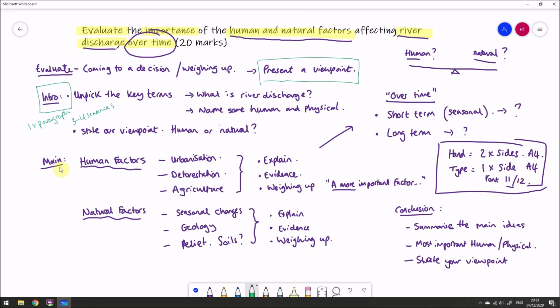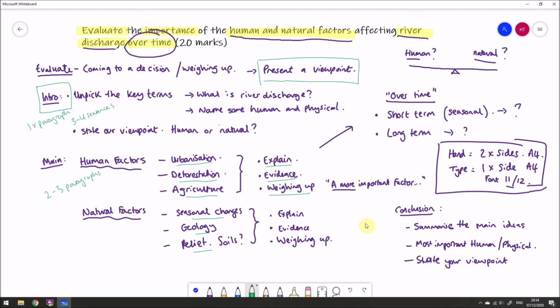Then on to the main body of your essay. This should be at least 2 to 3 paragraphs. Okay, the split of that might depend a little bit on whether you are arguing more for human factors or more for natural factors, but make sure you show an awareness of these. Remember that within each of your points about these factors, and you don't have to mention all of these, but within these points, make sure you are explaining, you're giving evidence, and you're weighing up as you go along. Remember that way of saying a more important factor is, rather than saying, oh, and another thing.